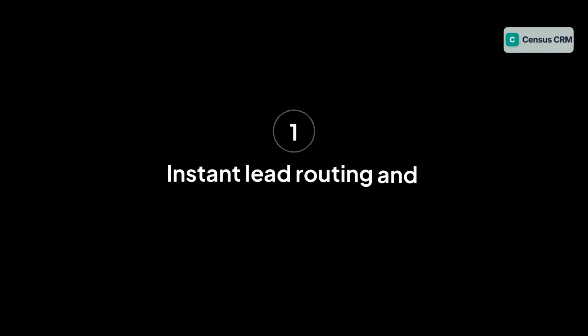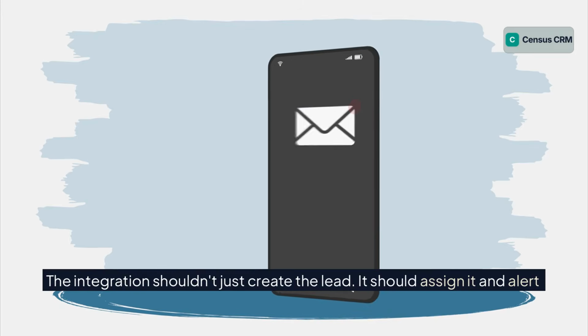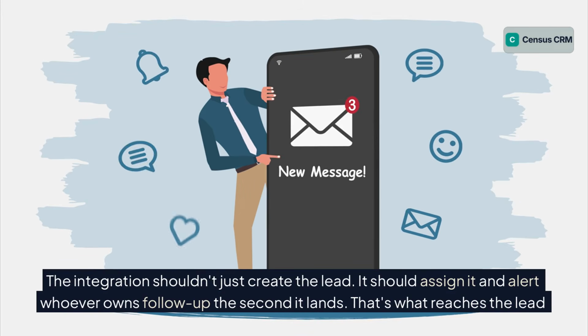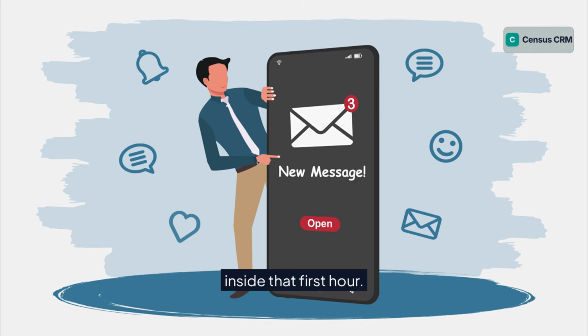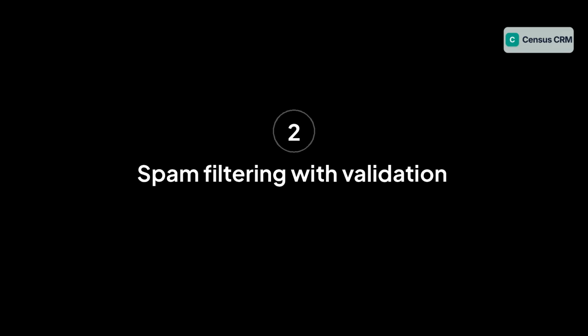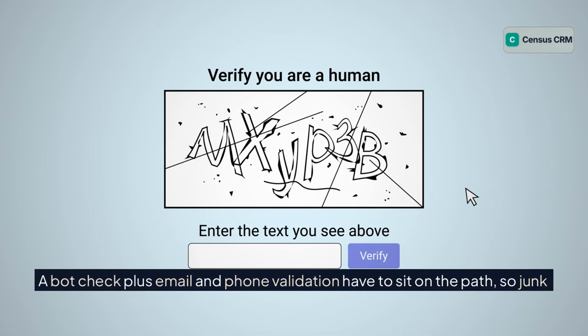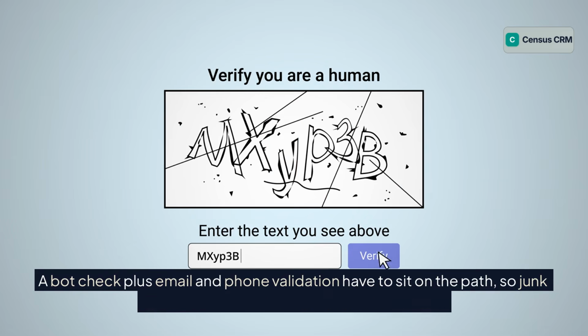First, instant routing. The integration shouldn't just create the lead. It should assign it and alert whoever owns follow-up the second it lands. That's what reaches the lead inside that first hour. Second, spam filtering. A bot check plus email and phone validation have to sit on the path, so junk gets rejected before it ever becomes a lead.